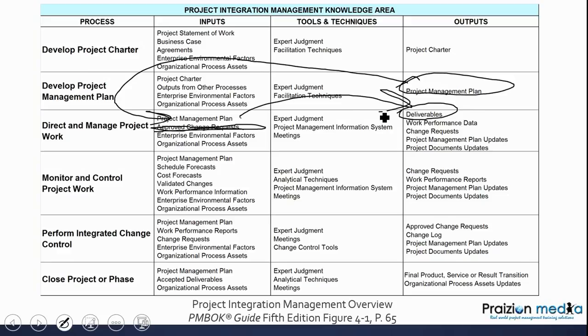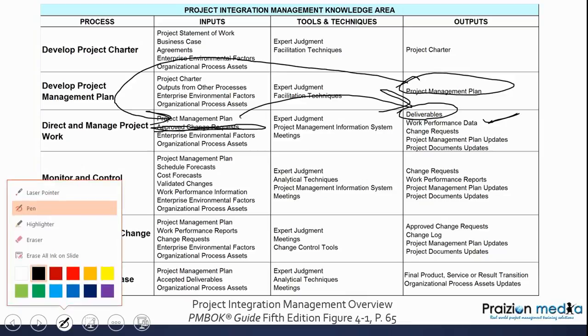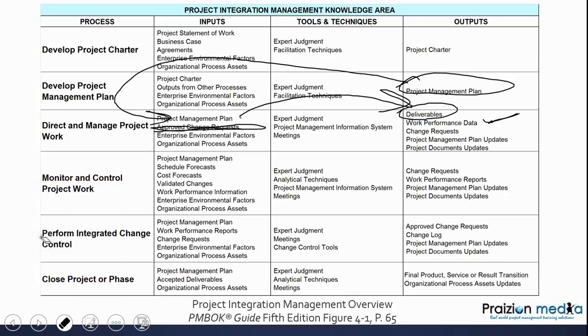Okay? In this process, you could also come out with observations on the project, raw observations, which we call work performance data. Do you remember that from your studying? WPD comes out of here. This is the only place that you get WPD. Okay. Moving on to the next process, monitor and control project work.